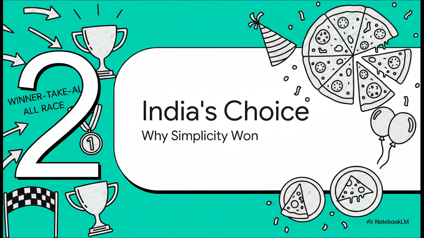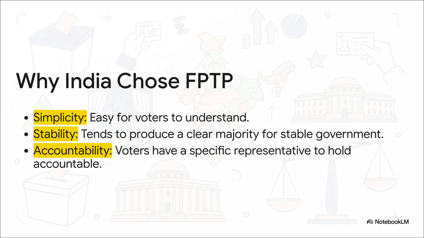But why? It really boiled down to three big things. First, and this was huge, simplicity. In a massive country with all kinds of people, you needed a system that was just easy to understand. Second, stability. The FPTP system usually gives one party a clear majority, which makes it easier to form a stable government. And third, accountability. You know exactly who your person is, your local representative. You have one name, one face to go to, and one person to hold responsible.